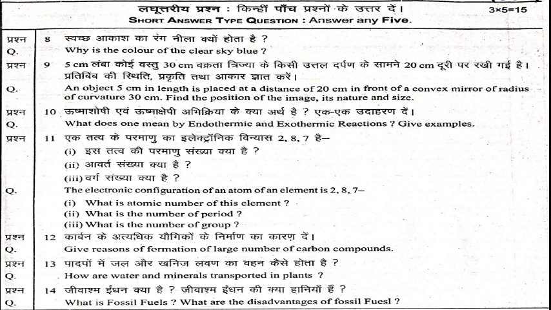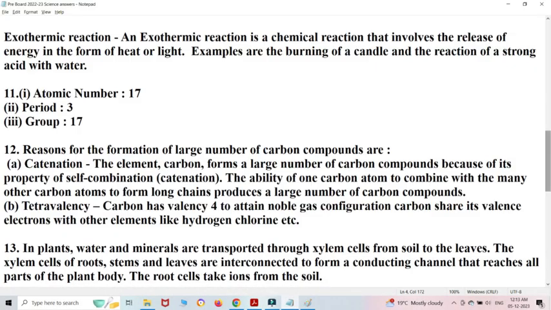11. The electronic configuration of an atom of an element is 2, 8, 7. What is the atomic number of this element? What is the number of period? What is the number of group? Answer. Atomic number: 17, period: 3, group: 17.